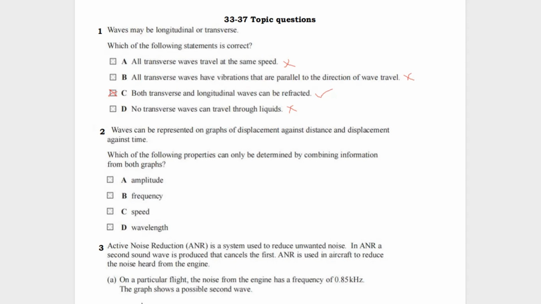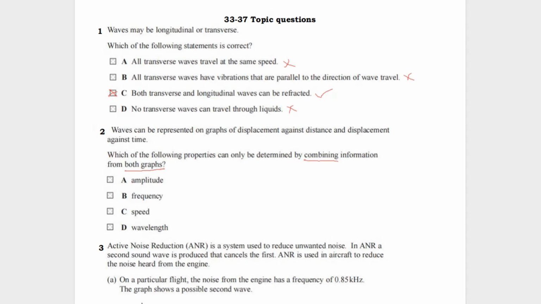Then the second question, waves can be represented on graphs of displacement against distance and displacement against time. Which of the following properties can only be determined by combining information from both the graphs? So we can check each option. So the first option is amplitude.